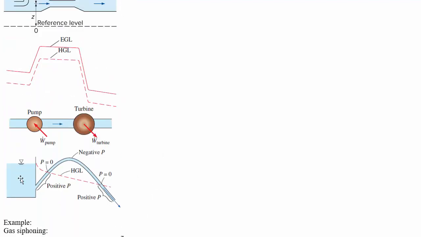Next, here's our pump and turbine. Pump is adding energy, it raises up both lines, and turbine is taking energy out, which is going to drop both lines. All right, this next one is really going to help cement the idea of the HGL. Suppose we're at some surface of a tank here and we go straight down, but the velocity is still 0. What do you think happens to the HGL at this point relative to this lower point?